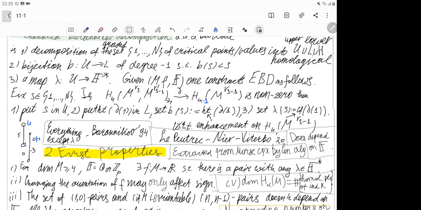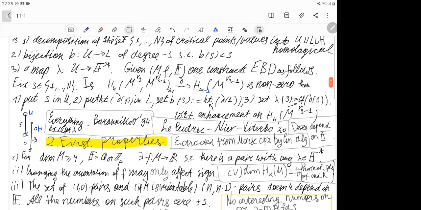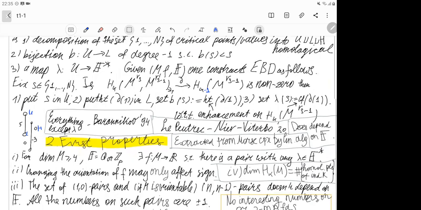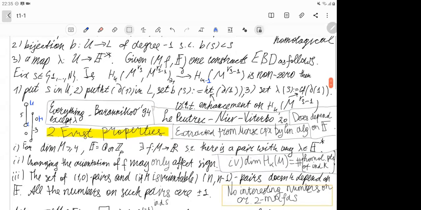So the set of 1, 0 pairs, the pairs which have index 1 upper and index 0 lower, and the set of n, n-1 pairs, if M is orientable, doesn't depend on f. This is the statement about the usual, well-known barcode, and all the numbers on such pairs are ±1. So there's not much happening. For example, on orientable two-manifolds, there are no non-trivial numbers at all. But if the dimension is big enough, then there are.